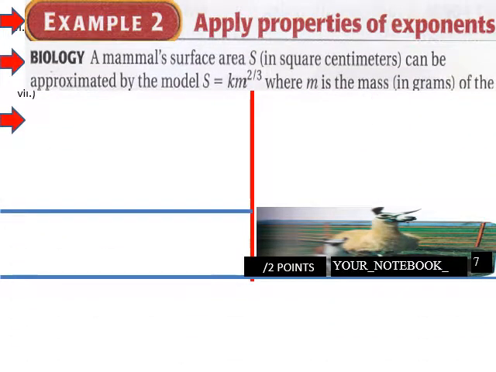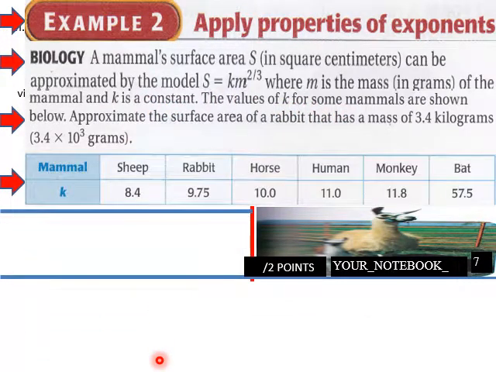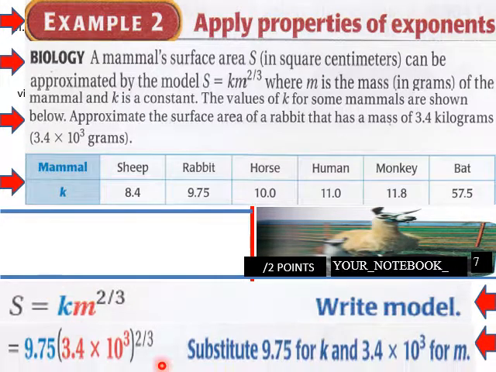Apply properties of exponents. A mammal's surface area can be approximated by this model here, where m is the mass in grams of the mammal and k is a constant. The values of k for some mammals are shown below. Approximate the surface area of a rabbit that has a mass of 3.4 kilograms, and they give it in scientific notation here. So here's our model. Here's our plug-in here.